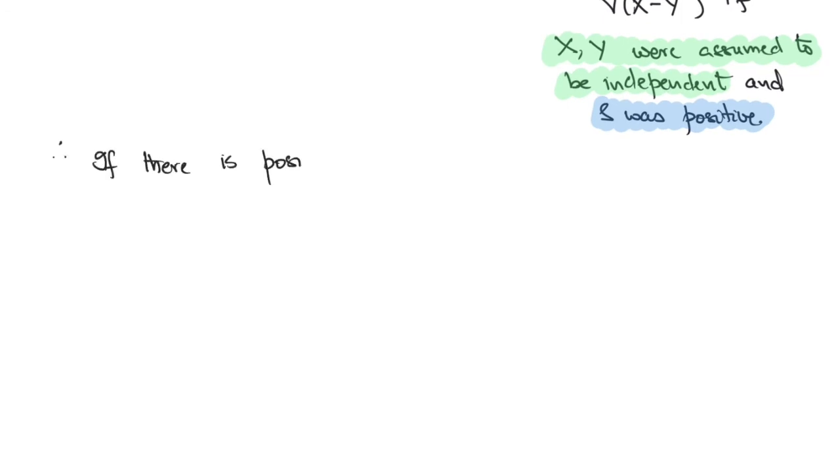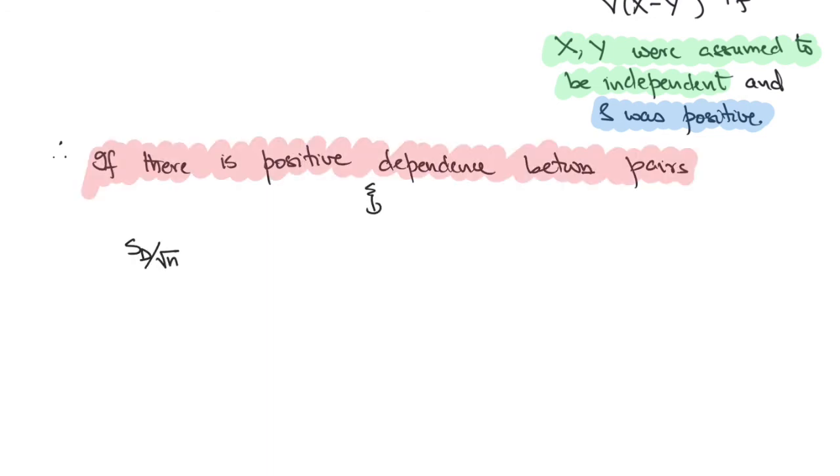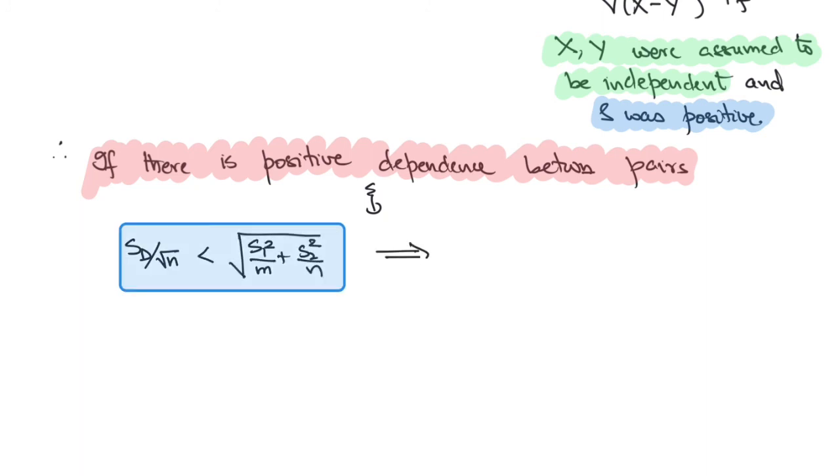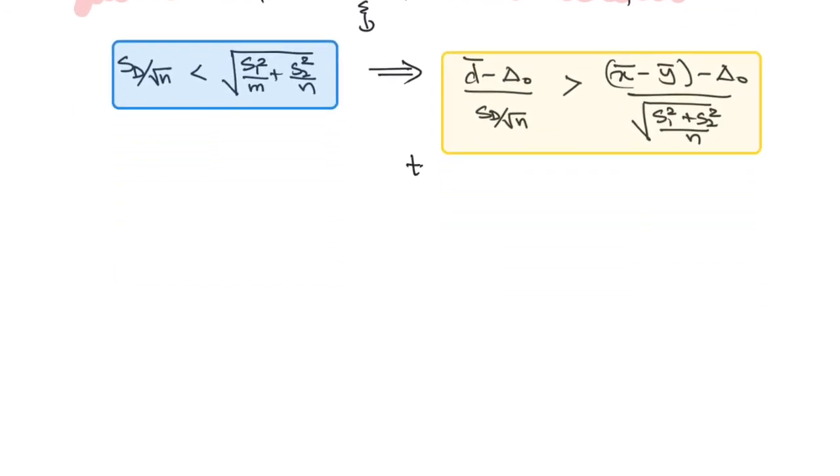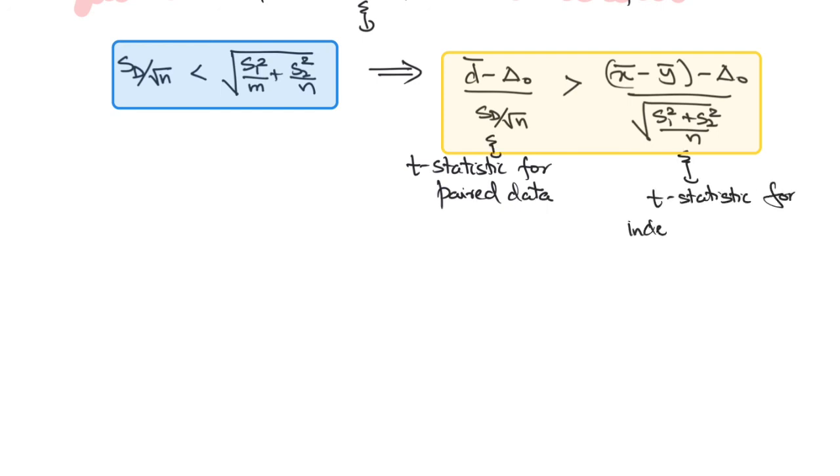A consequence of this calculation is that if there was positive dependence between the pairs, sd divided by square root of n would be strictly less than the square root of s1 squared over m plus s2 squared over n, which is to say that the test statistic for the paired data would be bigger than the test statistic for the unpaired data, which corresponds to the two sample t-test. And this is a consequence because the numerator in both of these test statistics is the same.